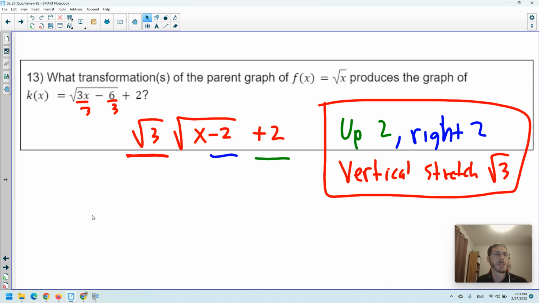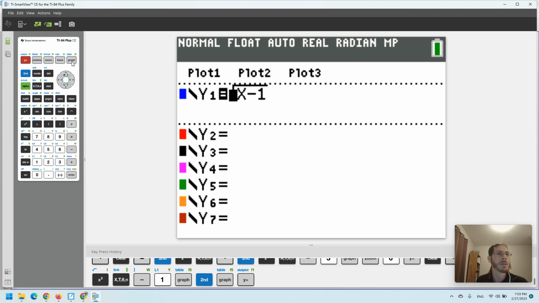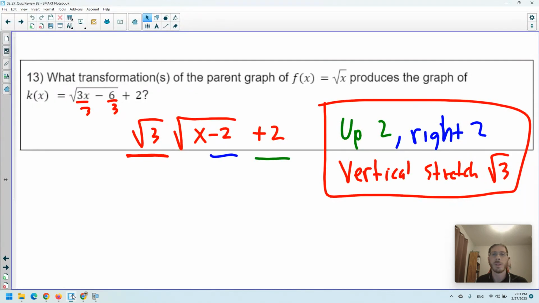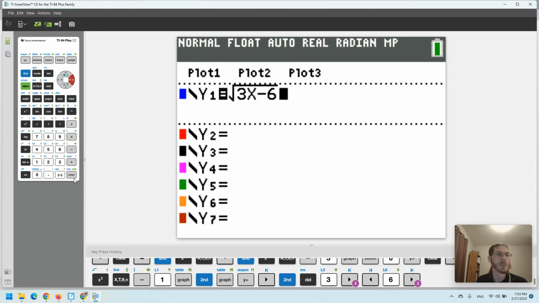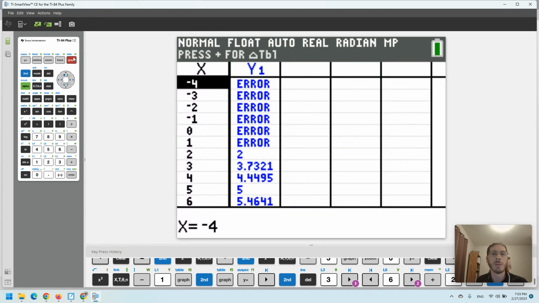Then we go to 13. We have to find the transformations. We could plug it in. So we've got square root of 3x minus 6, and then plus 2. And again, we can graph that. We can see from the center, it looks like it went to the right 2 and up 2. I can double check with the table too. Yeah, 2, 2 looks like the first one.